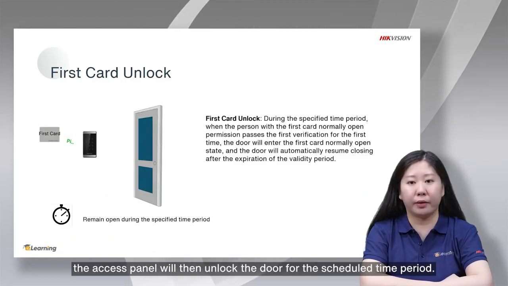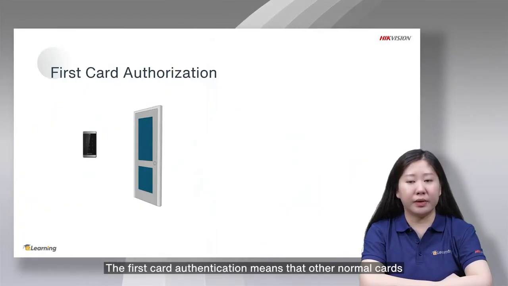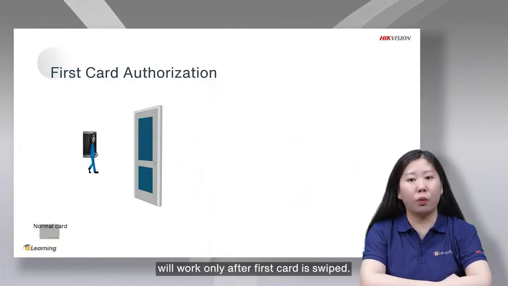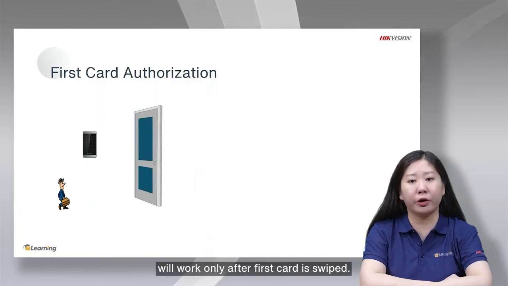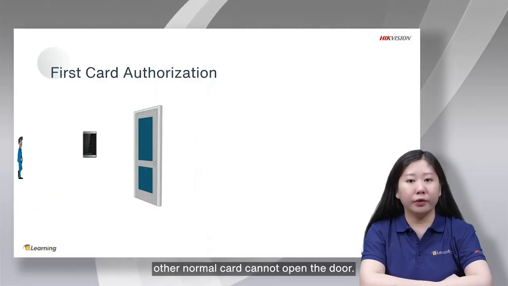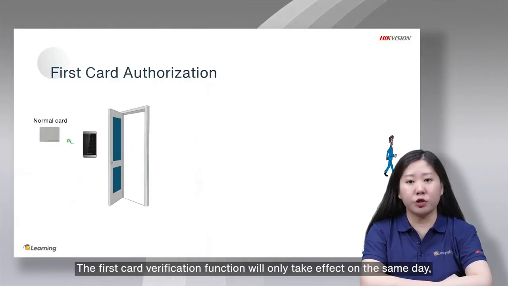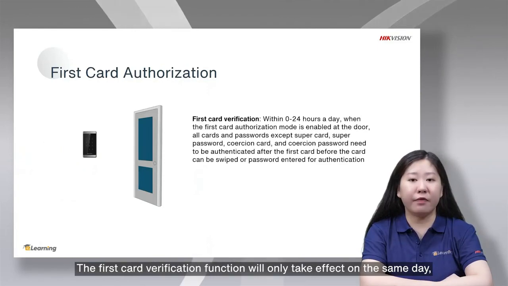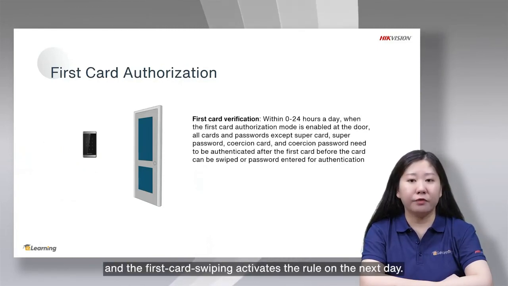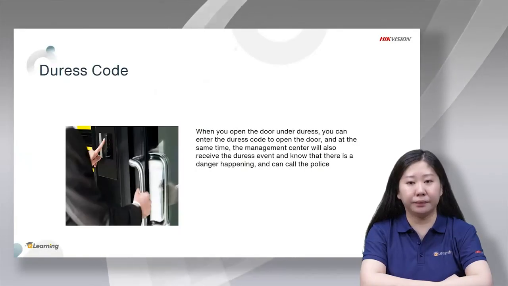The first card authentication means that other normal cards will work only after the first card is swiped. If the first card is not swiped, other normal cards cannot open the door. The first card verification function will only take effect on the same day, and the first card swipe activates the rule on the next day.